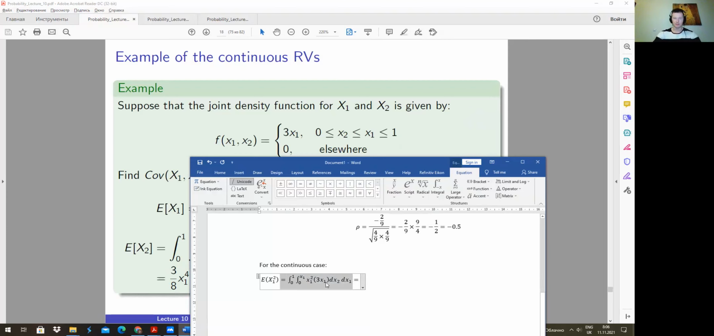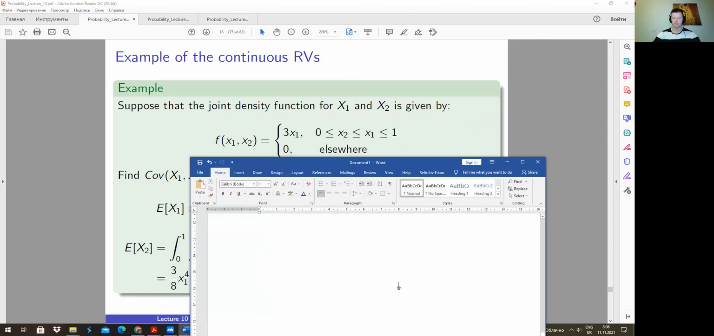So what do we have here? First of all, let's try to simplify. x1 squared times 3x1 gives me what? Gives me 3x1 cubed. When I integrate with respect to x2, this 3x1 cubed is a constant, right? So I can leave it like this, or I can do something even more interesting. I can take this out of the integral sign, like this.